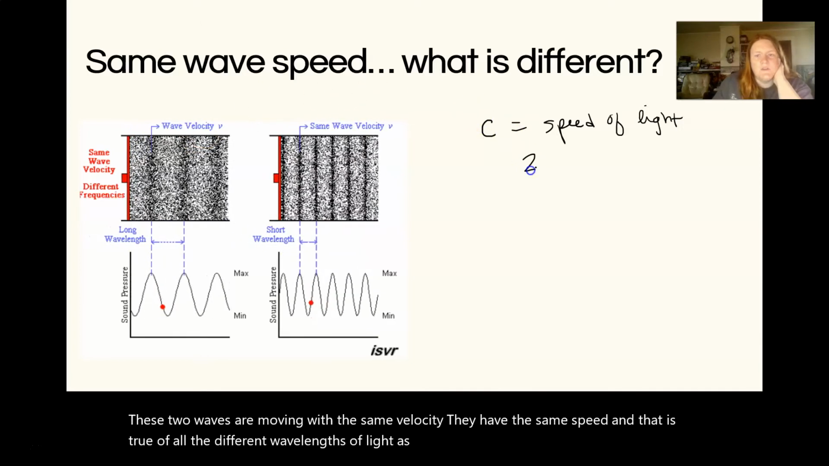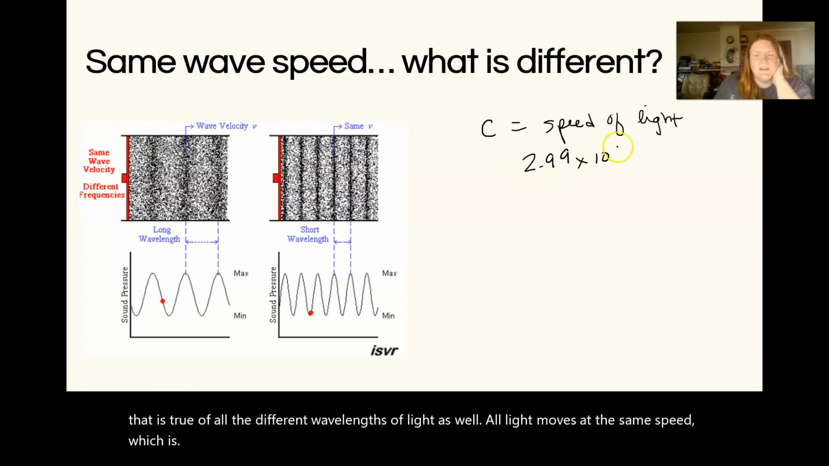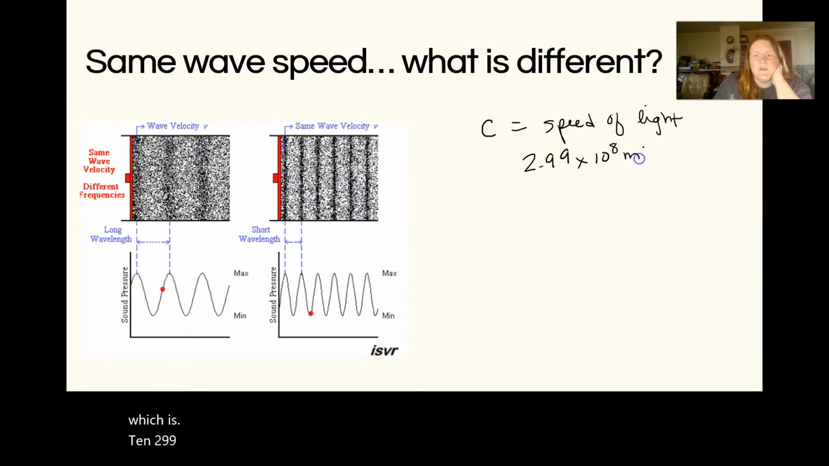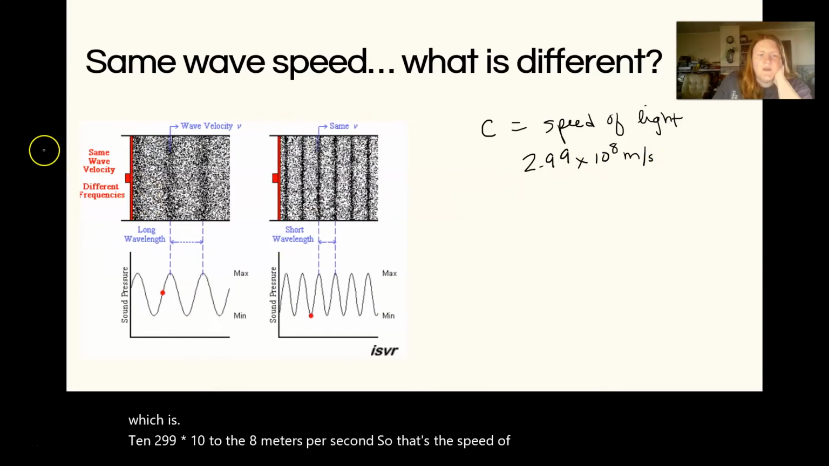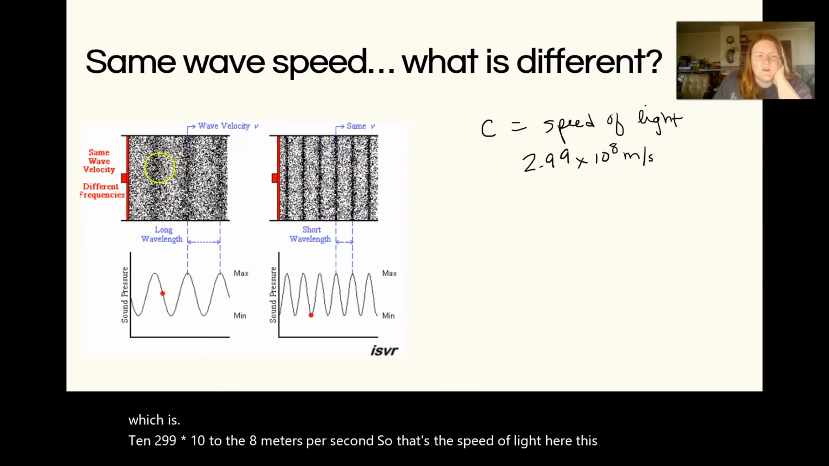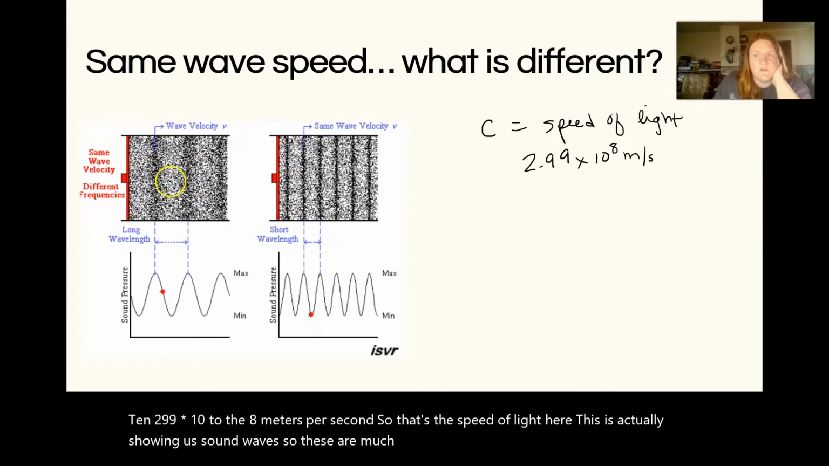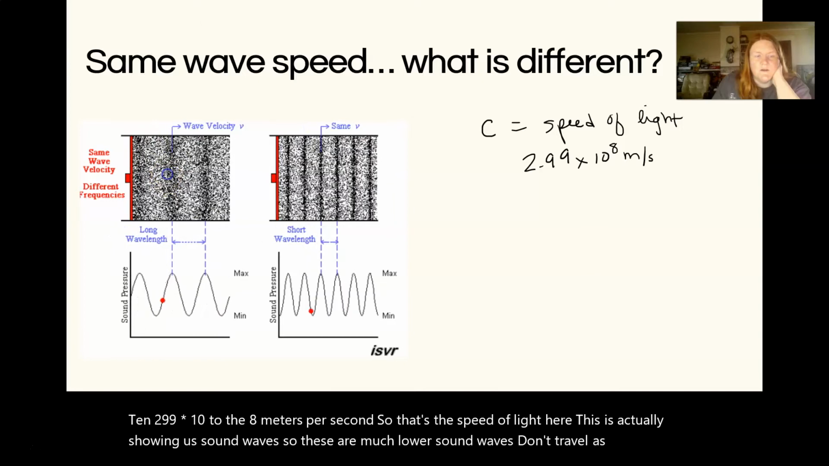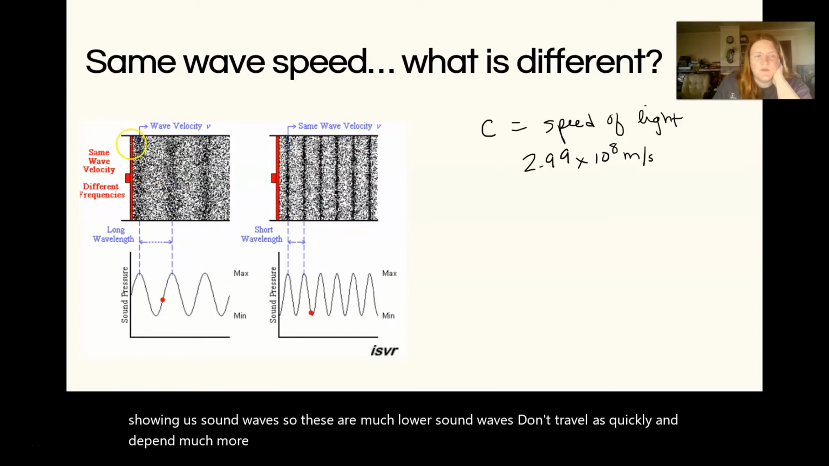All light moves at the same speed, which is 2.99 times 10 to the 8 meters per second. So that's the speed of light. Here, this is actually showing us sound waves. So these are much slower. Sound waves don't travel as quickly and depend much more upon what they're traveling through.